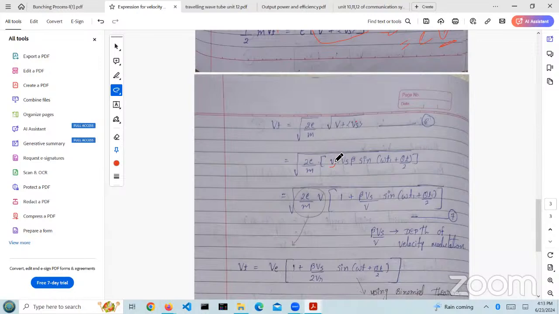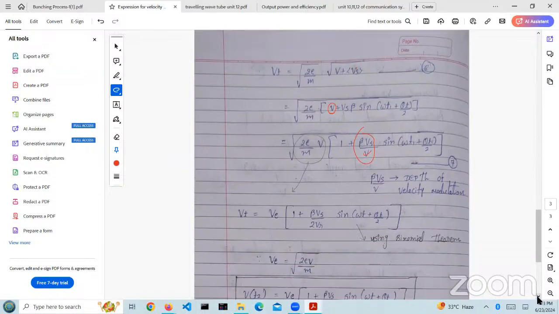And here I am making capital V common. If I make capital V common, I write in the denominator beta Vs by capital V times sine of omega t plus theta t by 2. Here, beta Vs by V is called the depth of the velocity modulation. How much depth do we have? This is called the depth of the modulation. Next, Vt equal to beta Vs by 2 Vr.